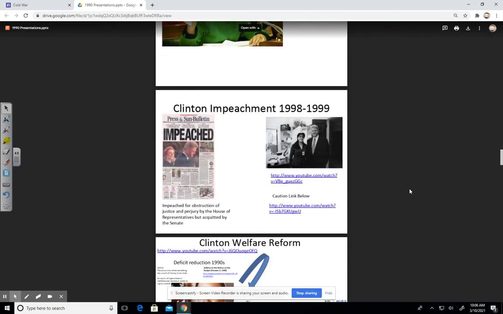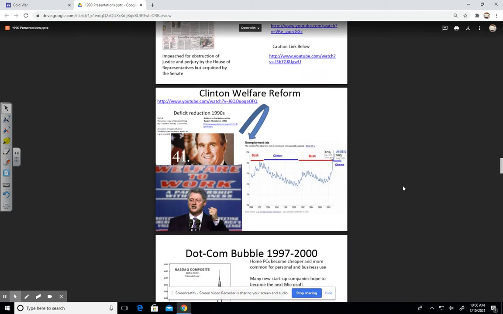Clinton would be impeached for lying under oath, primarily about his relationship with one of his interns, Monica Lewinsky. And so this becomes a scandal for the Clinton administration at a time when Clinton was dealing with domestic issues as well as global, trying to figure out a way to reduce the deficit by reforming welfare programs.